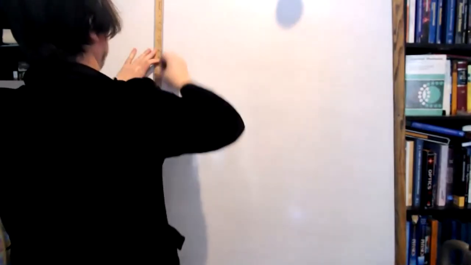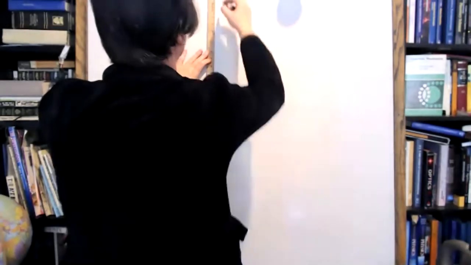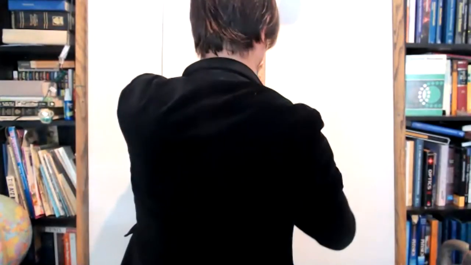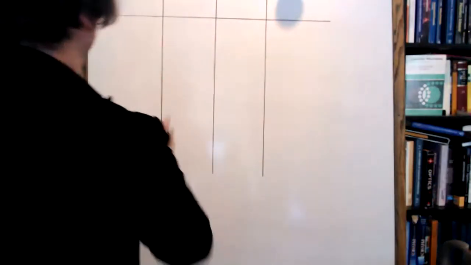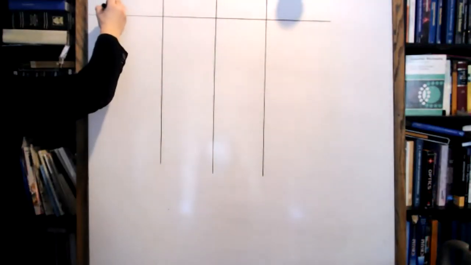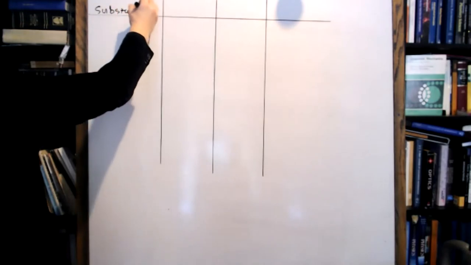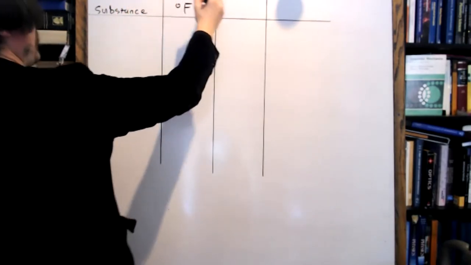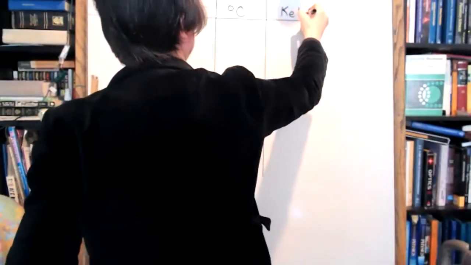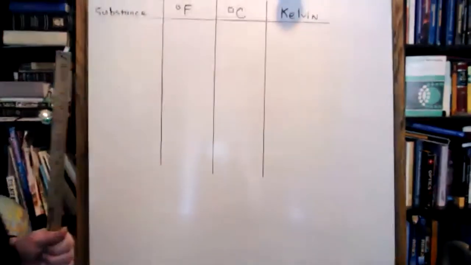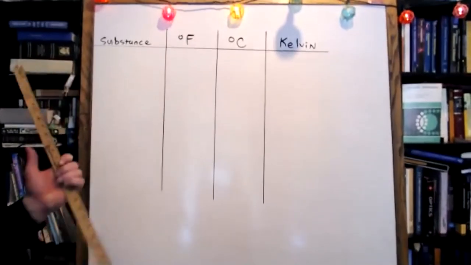Okay, I'm going to have four columns here. One, two, three, four. And the first row will be the substance. Then we're going to do degrees Fahrenheit, degrees Celsius. And you might think of the point of this as introducing the Kelvin system for anyone who's not familiar with it.